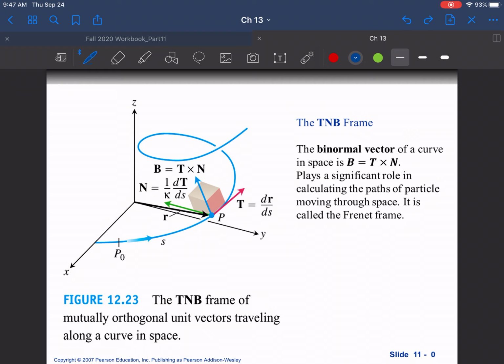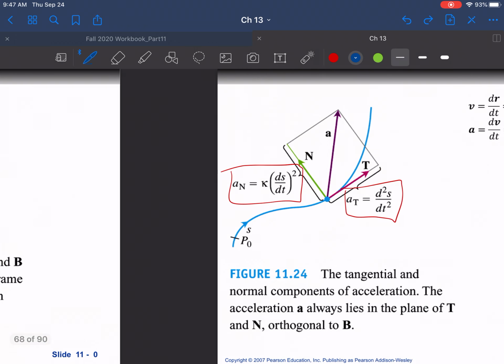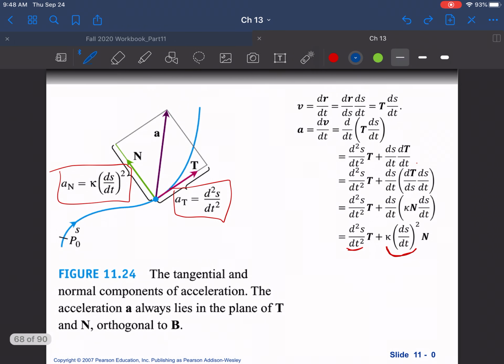It's very useful in calculating the paths and what's happening with the particle as we move along. So let's take a look at this. There it is showing it. You see the tangent vector to the curve, and you see the normal vector. And then if you cross them, you get that B vector right there. What we can use this for, first, we're going to look at the acceleration.